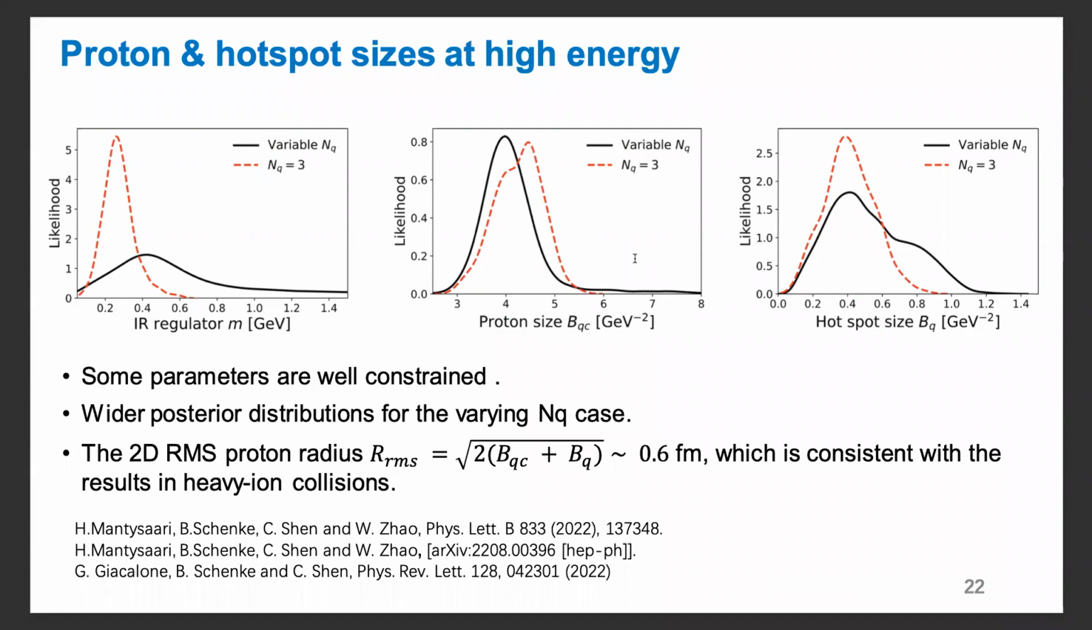And for the root mean square proton radius, if we look at the peak location, the MAP parameters of the proton size and the hotspot size, we get that the proton radius is around 0.6 fm, which is consistent with the result from the heavy ion calculations that fit the v_n and pT curves in heavy ion collisions. I think this is calculated from Giuliano.